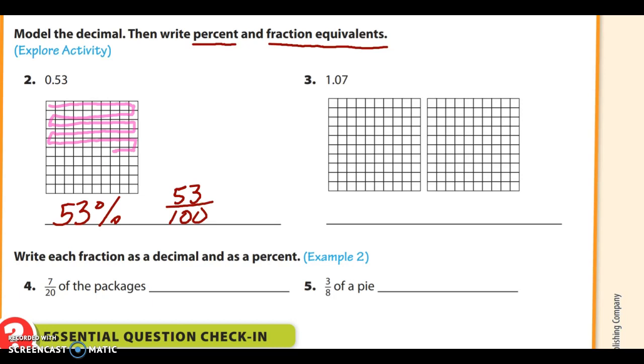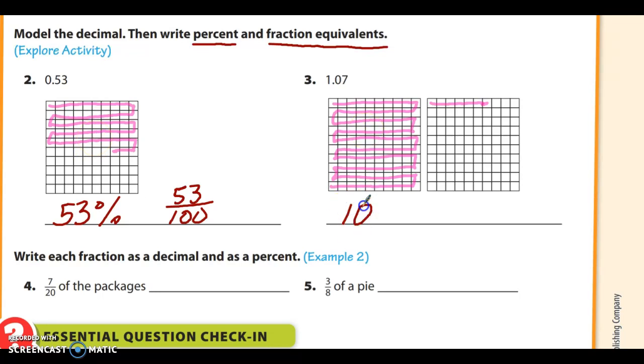1.07, that means I need to shade the entire thing. And that's going to be 100. And then we've got 7 over, so it's going to be 1, 2, 3, 4, 5, 6, 7. Now what is that as a percent? Well, over here I didn't shade the whole thing, so it was under 100%. Over here I shaded more than 1, which means it's over 100%.